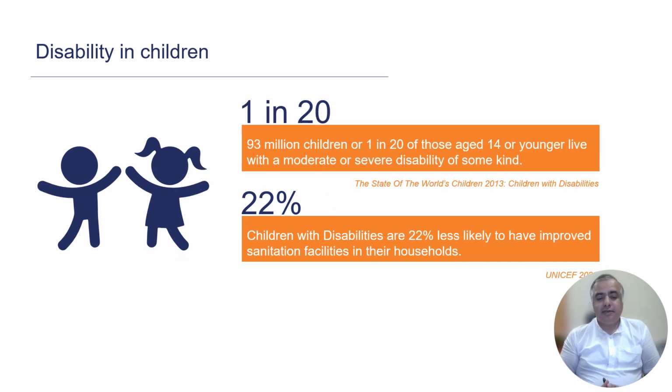Now, looking at it from the lens of children, around 93 million children, or 1 in 20 of those aged up to 14 years or younger, live with a moderate or severe disability of some kind. Children with disabilities are 22% less likely to have improved sanitation facilities in their household, is what the UNICEF data states. And these are glaring numbers.